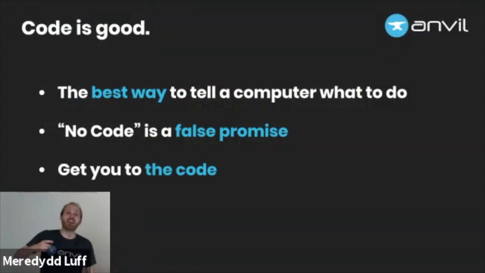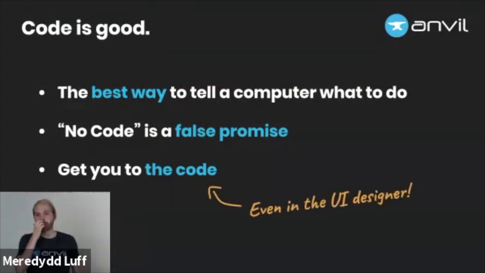Get me to the code, even in that user interface example you saw. When I was displaying that data from the database, I wasn't dragging and dropping some kind of noodle from the when column of the database to the when column of the data grid in the UI. No, I wrote a Python expression. And because I was writing a Python expression, when I wanted to format that date, I could just use the Python standard library because all of that power was at my fingertips.